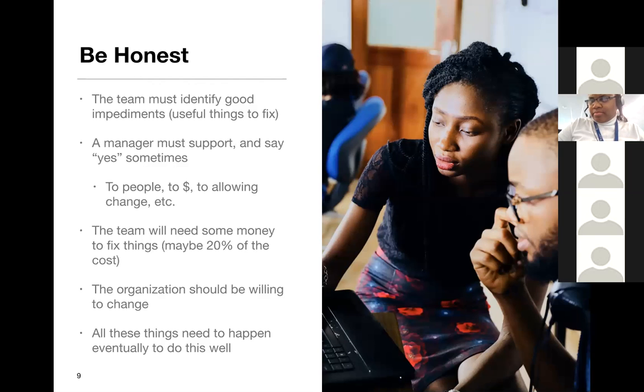The team must identify good impediments. The manager must support by saying yes to certain things. The team will need some money to fix things, and I'm suggesting roughly 20% of the cost of the team as a budget for that. The organization needs to be willing to change, and then all these things need to happen reasonably well for the Scrum Master to be successful. You may have to work to convince people to make these happen, but these need to be happening at some point.